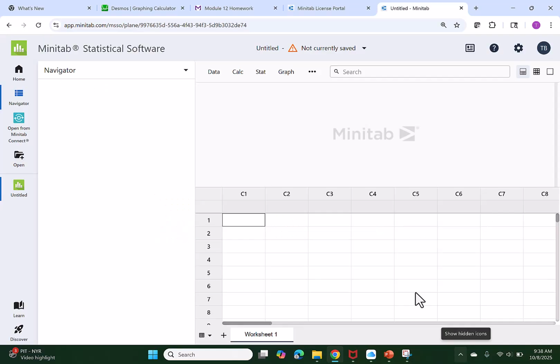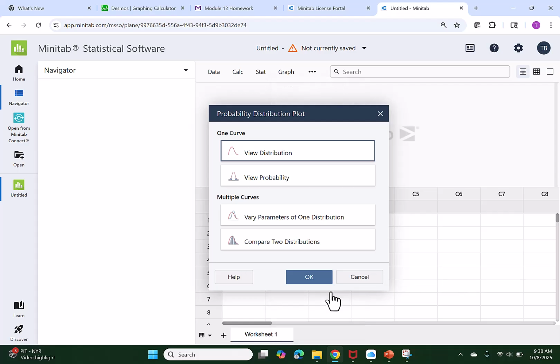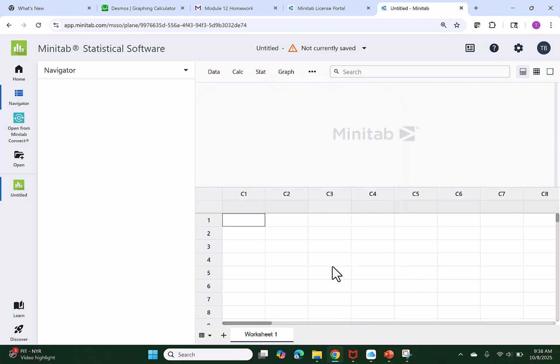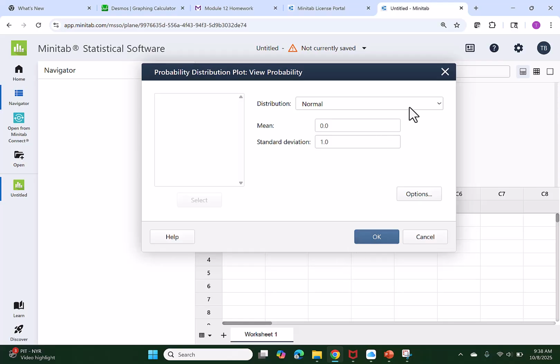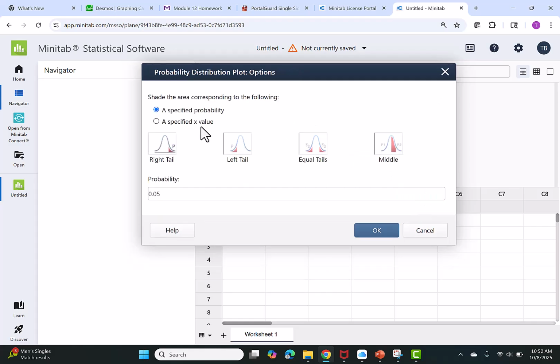Let's take a look. From Minitab, I'm hitting Graph, Probability Distribution Plot, View Probability. We'll switch from a normal distribution to an F distribution. Here, I'll put my degrees of freedom, 13 in the numerator, 25 in the denominator. For the options, we're putting in a specified X value, which is our F ratio. We had 5.4295, and we're doing a right-tail test.